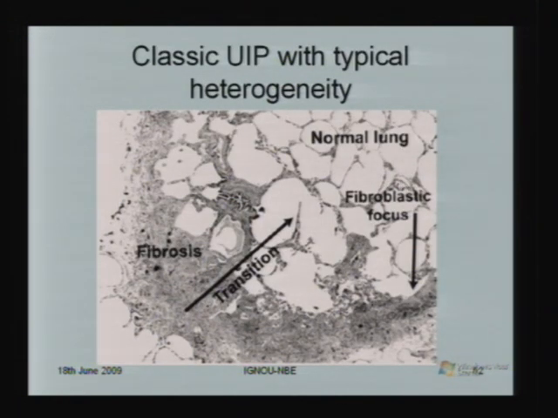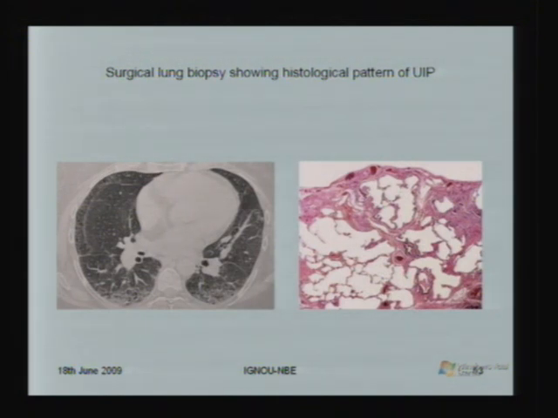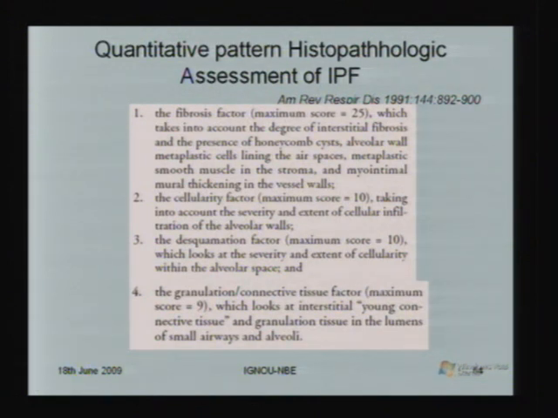Now, this is the classic UIP with typical heterogeneity, where in a single micro slide, in a single field, you can see areas of dense fibrosis, of fibroblastic foci, of normal lung, and the transition zone. This is classic of UIP pattern which represents idiopathic pulmonary fibrosis. The surgical lung biopsy showing histological patterns of UIP, you can correlate it with the typical distribution as seen on an HRCT. Now, there have been quantitative patterns of histopathologic assessment.